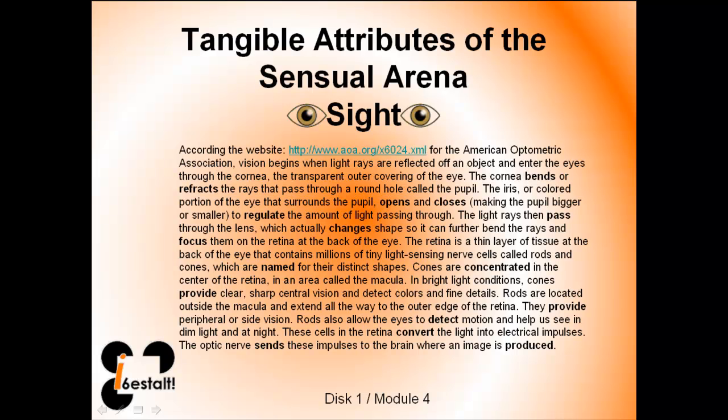That word macula, if you've ever heard of macular degeneration, is probably where you've heard that word more than anything, and that's just a breaking down of that particular area of the eye. Rods provide peripheral or side vision. Rods also allow the eyes to detect motion and help us see in dim light and at night. These cells in the retina convert the light into electrical impulses.